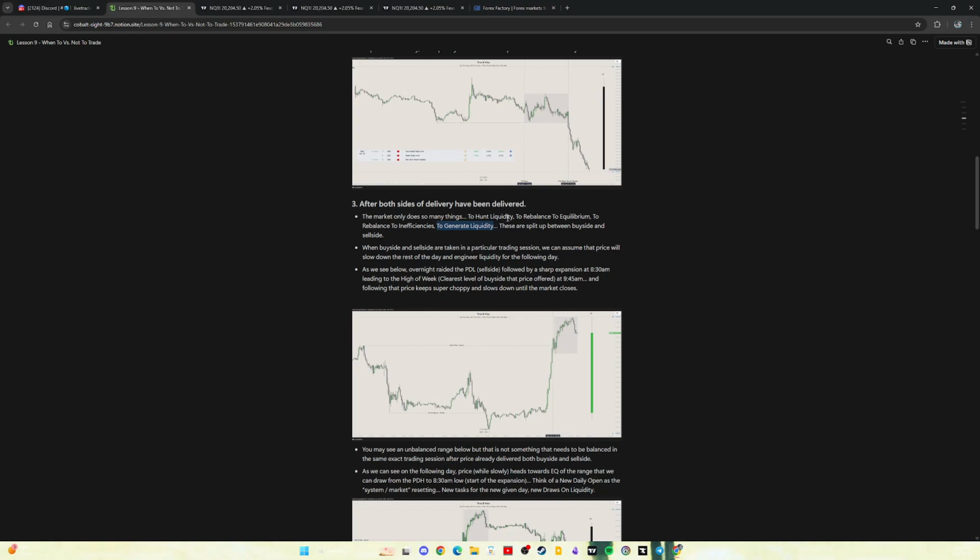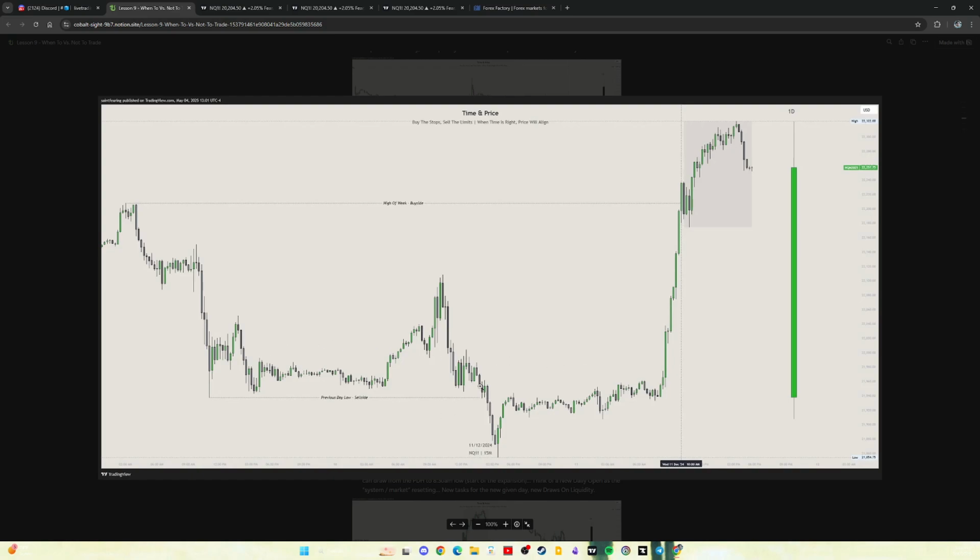And when buy side and sell side are taken in a particular trading session, we can assume that price will slow down the rest of the day and engineer liquidity for the following day. So as you can see here, prior to our new daily open, we run out the pre-sale low, as you can see here, in the form of sell side. Something to keep in mind here that you can't see, but you can go back to this date. You'll see that the higher time frame order flow is bullish, generally very, very bullish with clear liquidity higher. Overall, we're looking for longs.